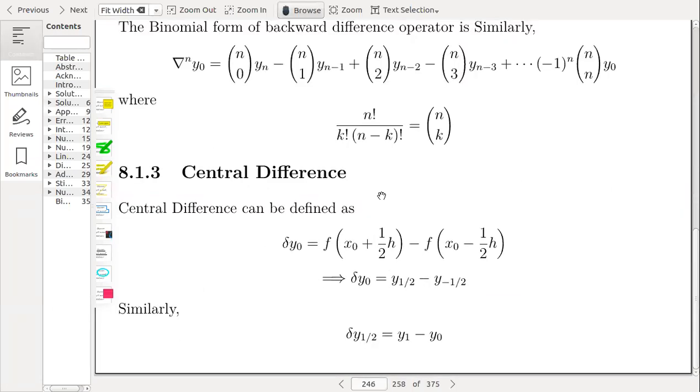And the next is the central difference. So the central difference operator can be defined as delta, the small delta. Delta y naught is equal to f of x naught plus 1 by 2h minus f of x naught minus 1 by 2h. And this will be delta y naught is equal to y half minus y minus half. And also we can write delta y 1 by 2 is equal to y1 minus y naught.